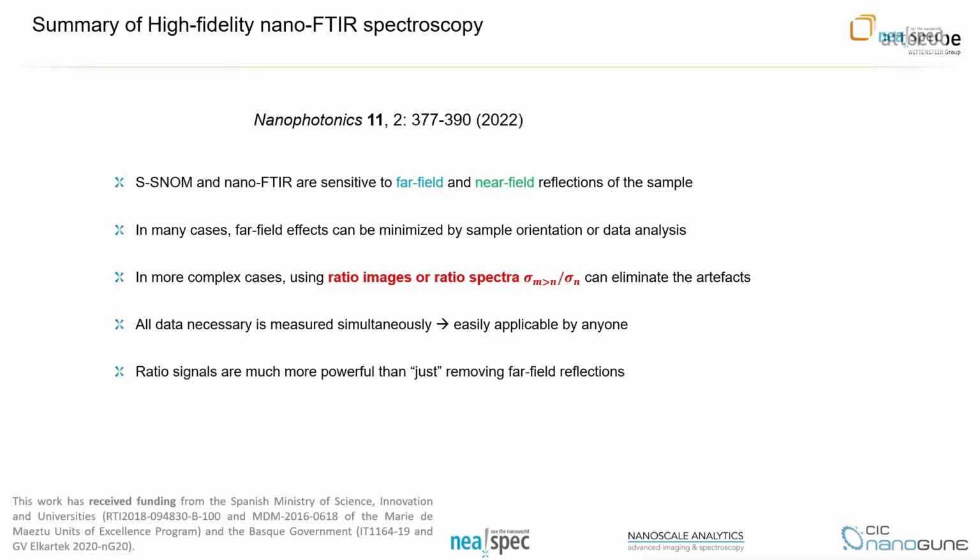And with this, I would like to summarize. We've seen we measure near field and far field in the SNOM, but we can get rid of the far field by using the harmonics ratio.